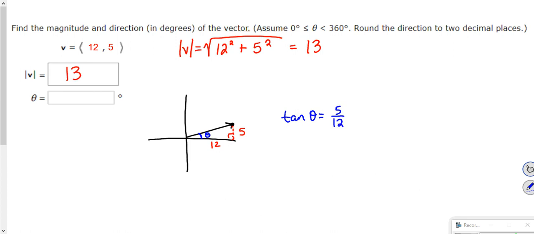And you could use sine or cosine, since we now know too that this is 13. So it really doesn't matter what trig function you use. So then theta, of course, is the arctan of 5/12, which is approximately 22.62 degrees. Okay. And they've already got the degree markings, so you just have to put in the number. Okay. Hope that is helpful.